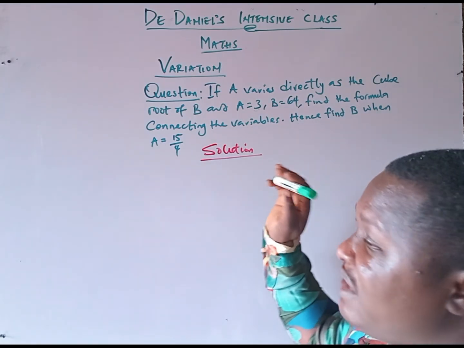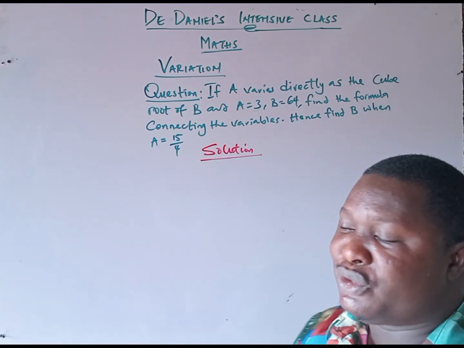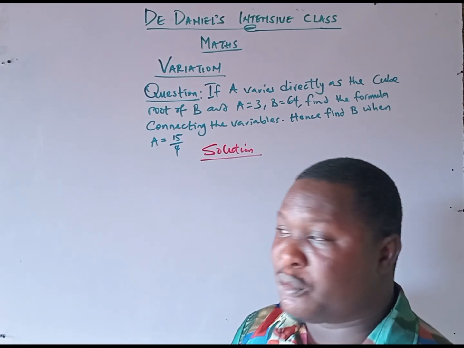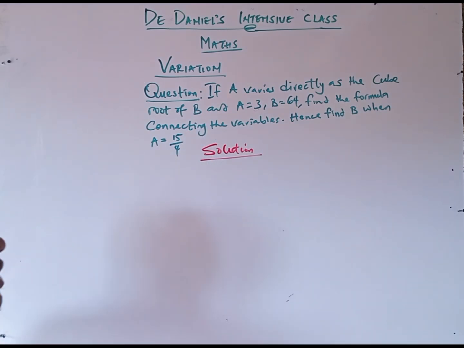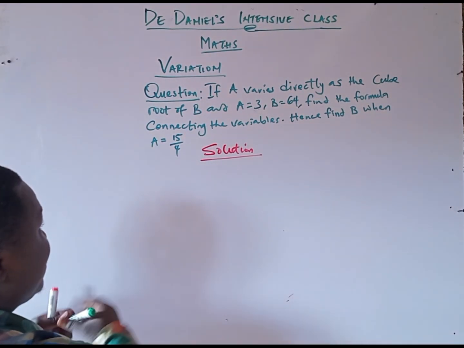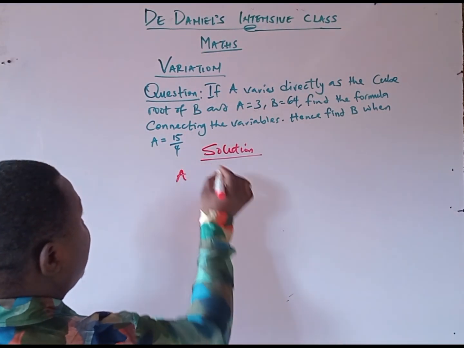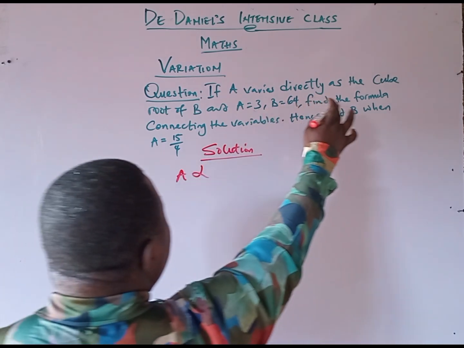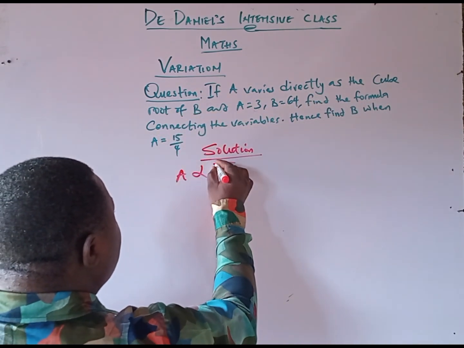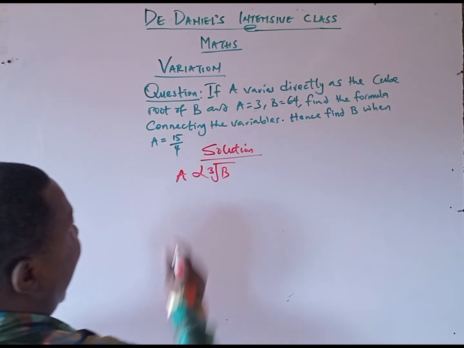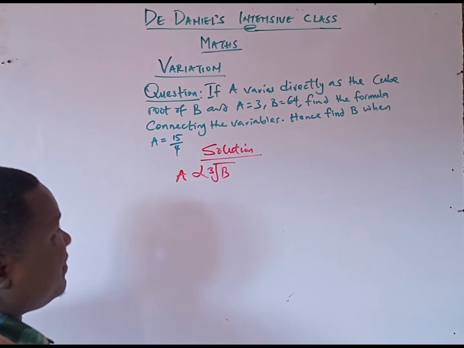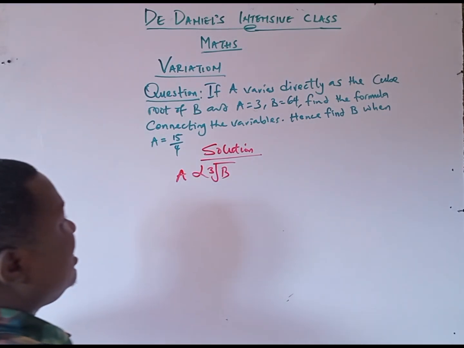When you have this kind of question, please don't give yourself unnecessary headache. It is very simple. You just need to understand how it works. The question says, if A varies directly as the cube root of B, and A is 3, B is 64, find the formula connecting the variables together.